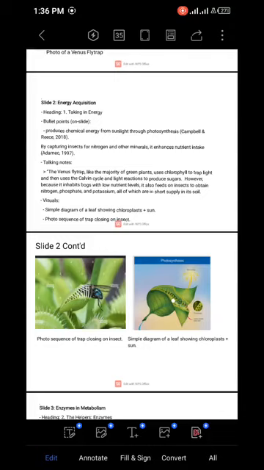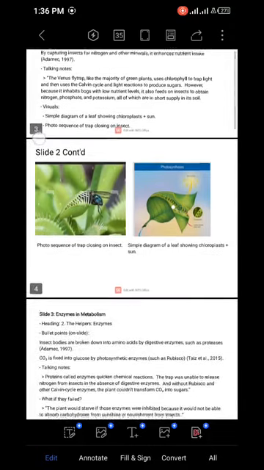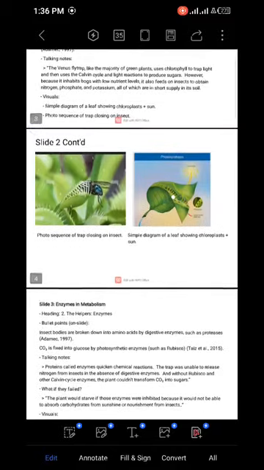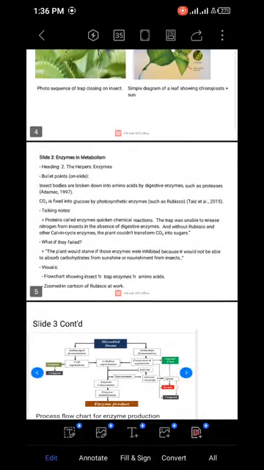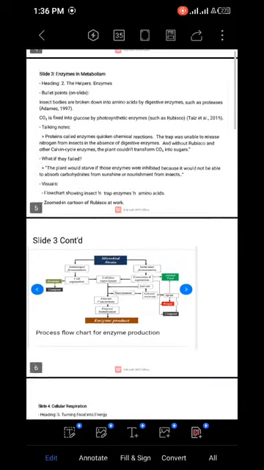You can see the visual aspect of it. That is the photo sequence of the trap closing on an insect, and a simple diagram of a leaf showing a chloroplast plus sun. On slide 3, we have enzymes and metabolism. Like I said, basically I'll be talking with respect to the talking notes.